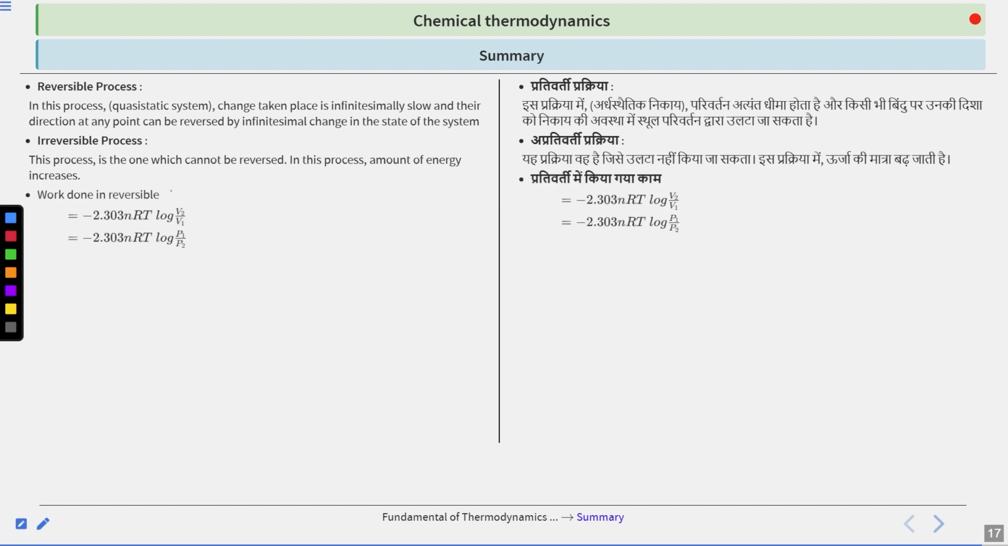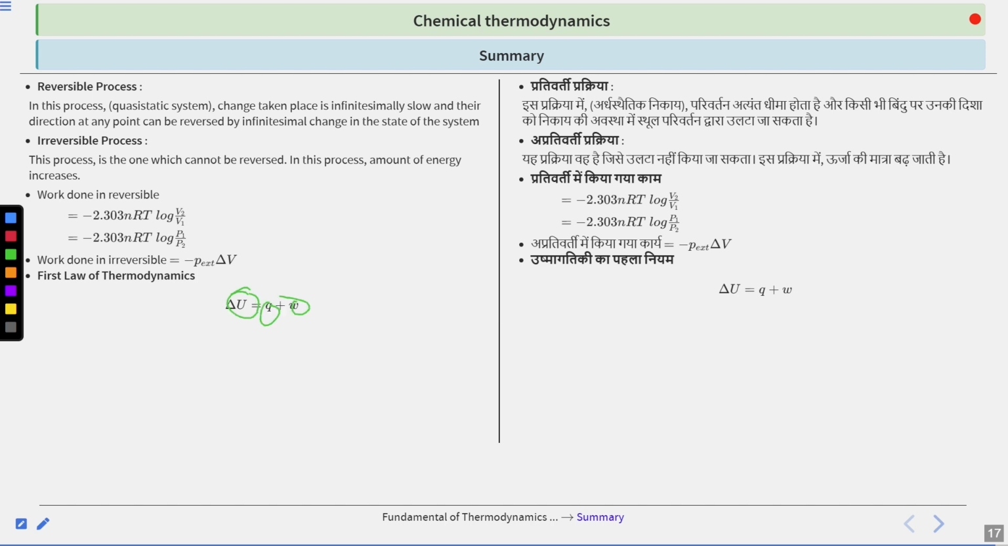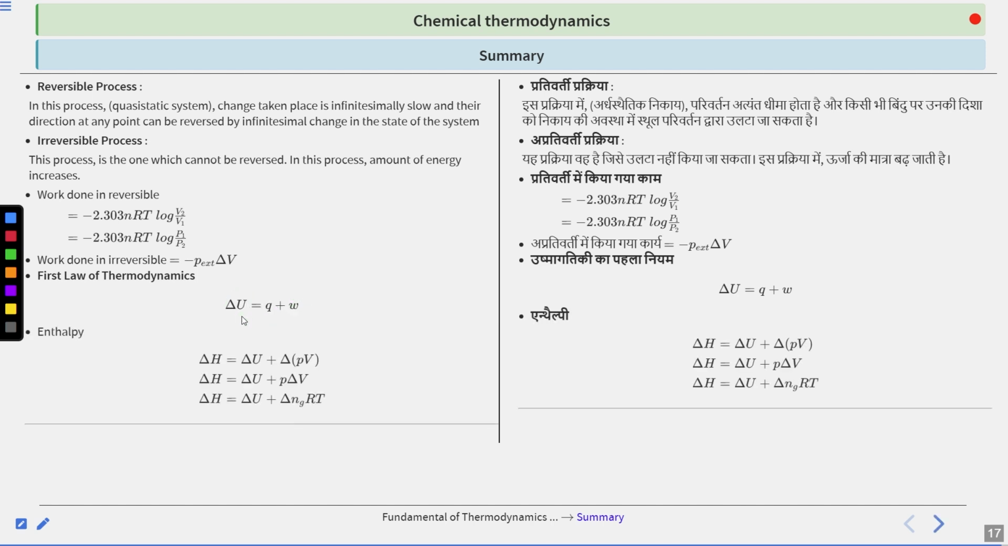In the reversible case, your formula is minus 2.303 nRT log V2 by V1 or minus 2.303 nRT log P1 by P2. Now, if work done is to be calculated, it is minus P external delta V. And the first law of thermodynamics says that energy cannot be destroyed or created. So every heat supplied and every work you do goes into the change in your internal energy. I told you that if you keep the pressure constant, you will get this formula. If you're not keeping the pressure constant and your reaction involves gaseous molecules, then you get this formula, or you can use this formula also.